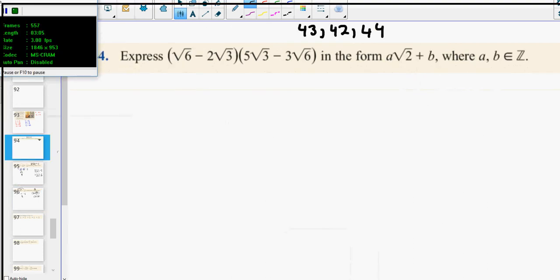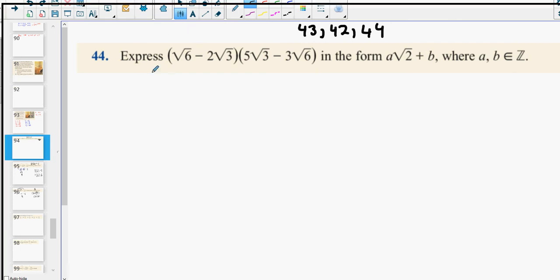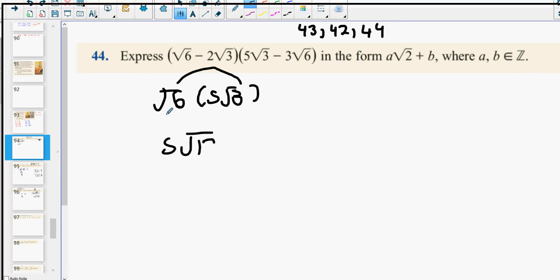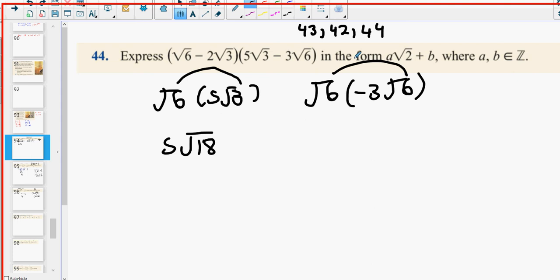So, root 6 by 5 root 3. I would concentrate on using the two roots against each other. So that will be 5 root 18. Is that okay? Yeah. And then I'll do root 6 multiplied by minus 3 root 6. Once again, the two root 6's attack each other and they become a 6. Minus 3 times 6, minus 18. Right?